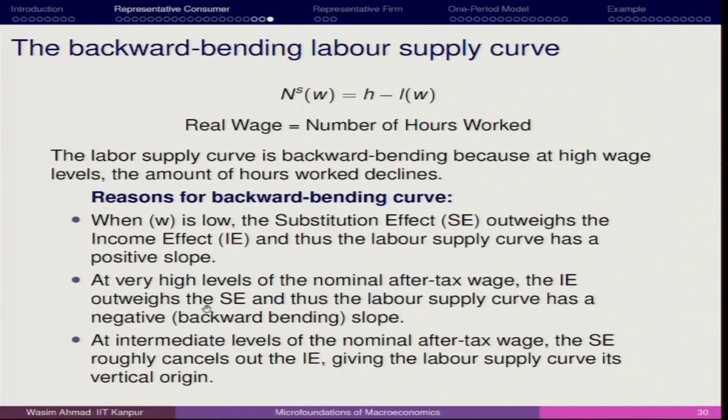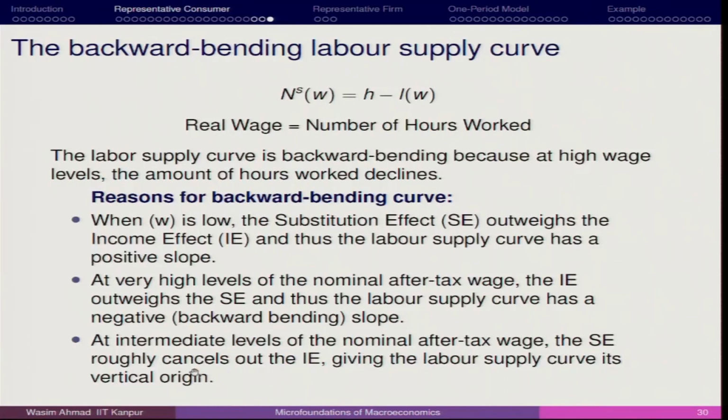So labor supply will always have the trending scenario, because of the wage rate. This particular person is going to work at a very high level of nominal after-tax wage. The income effect ought to outweigh the substitution effect, and as a result the supply curve will show the negative, which means that it will start bending back.